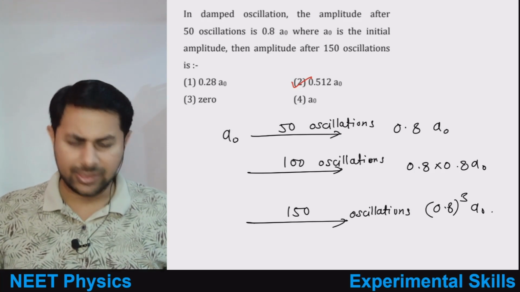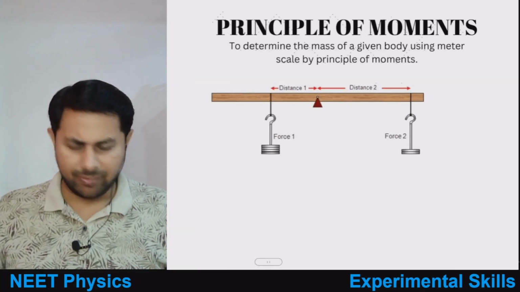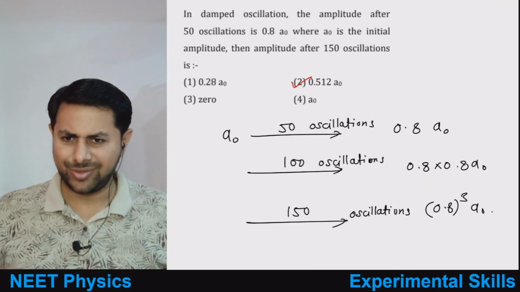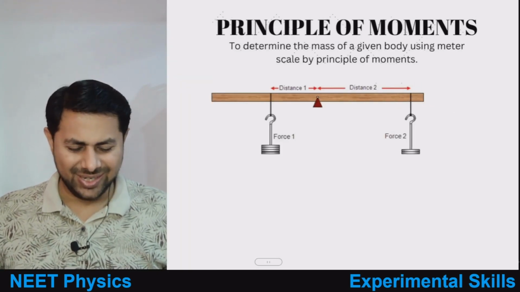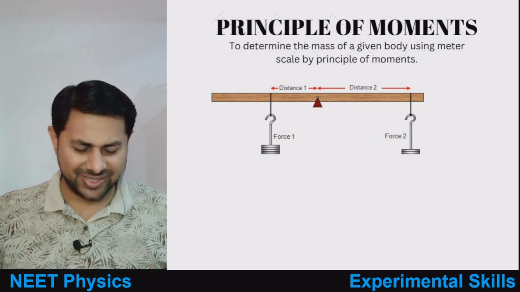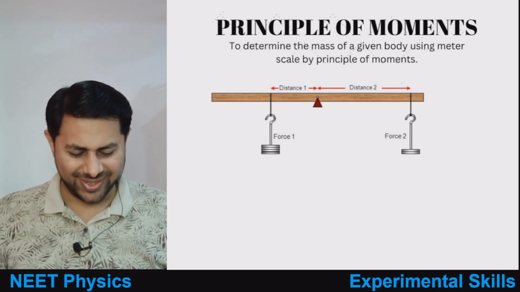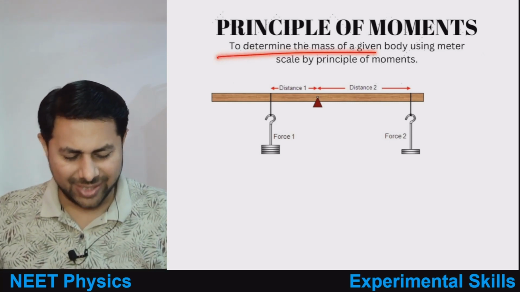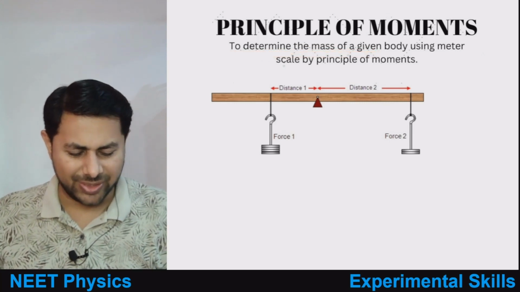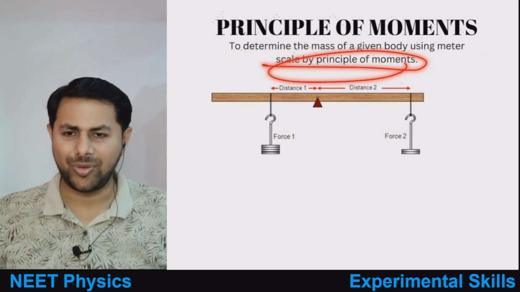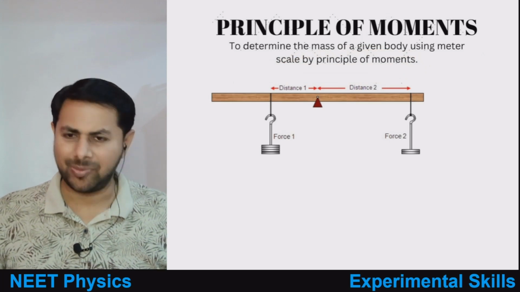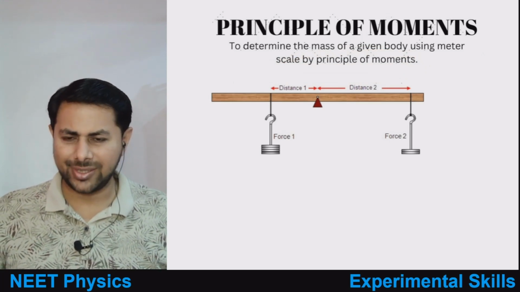Okay, so this kind of question can be asked based upon this experiment. Very simple experiment, right? Let's see the next one. This one is even simpler than the earlier. To determine the mass of a given body using a meter scale by the principle of moments. So we have solved this in rotations.